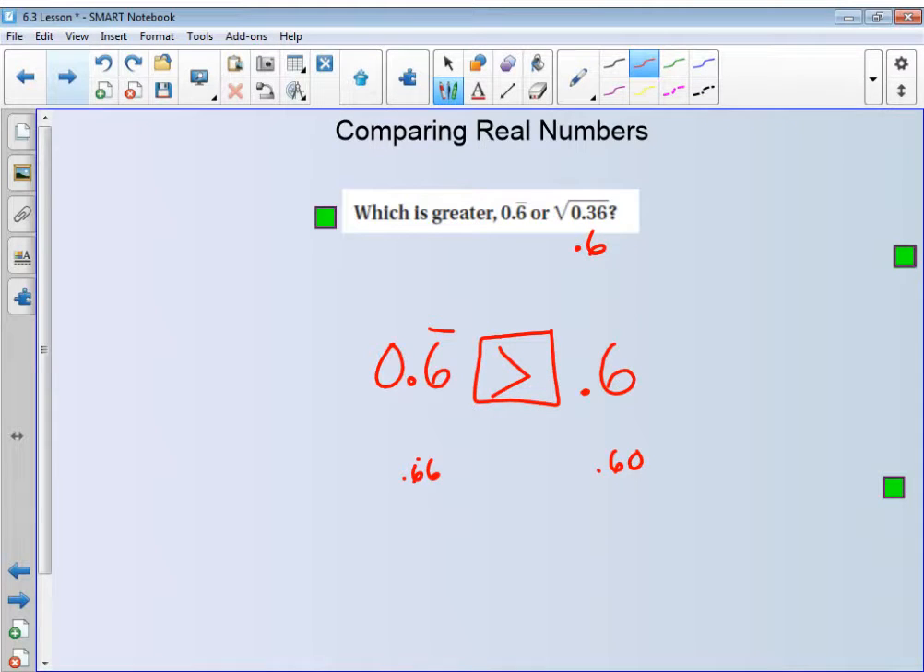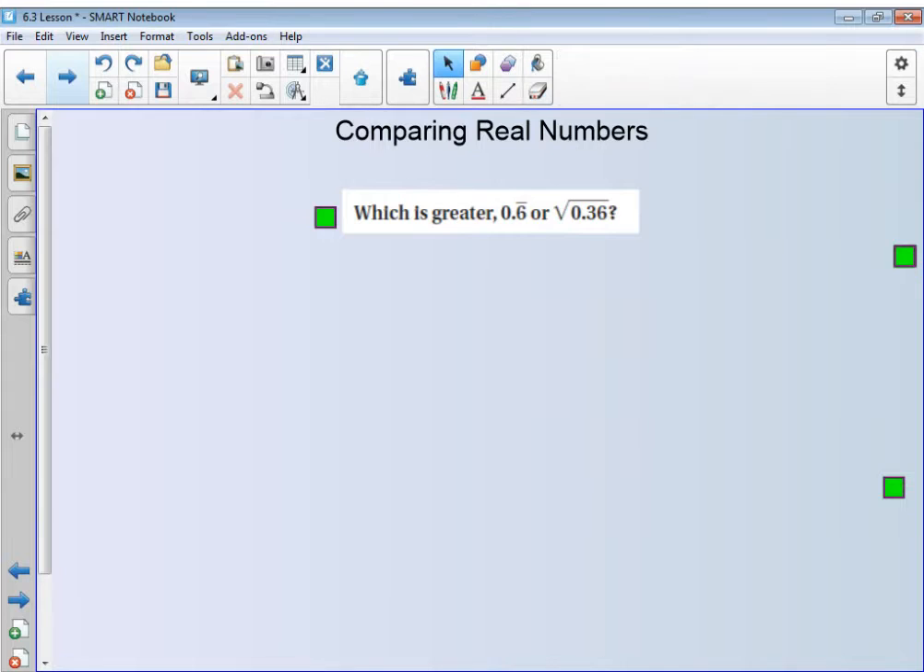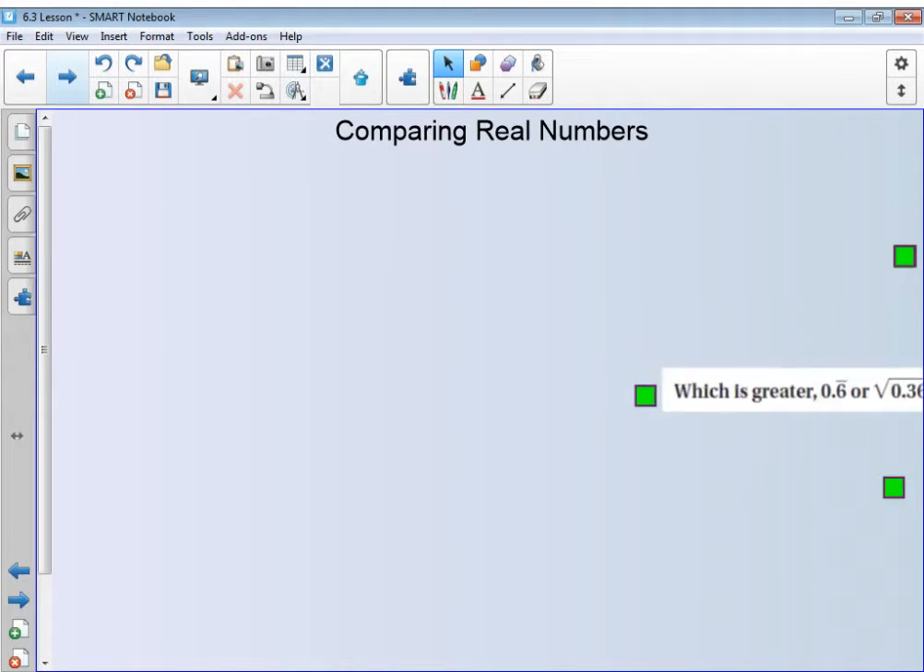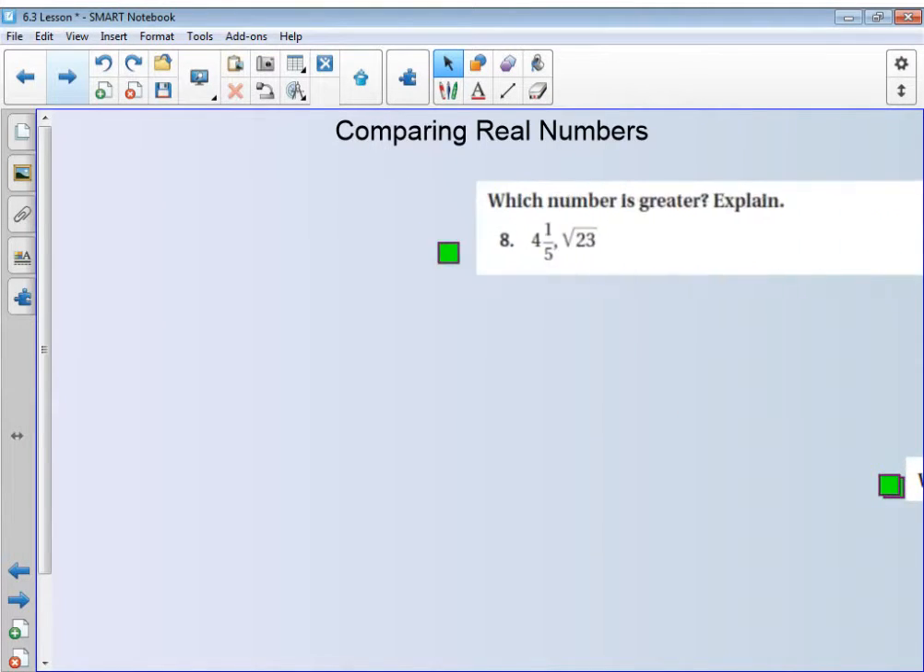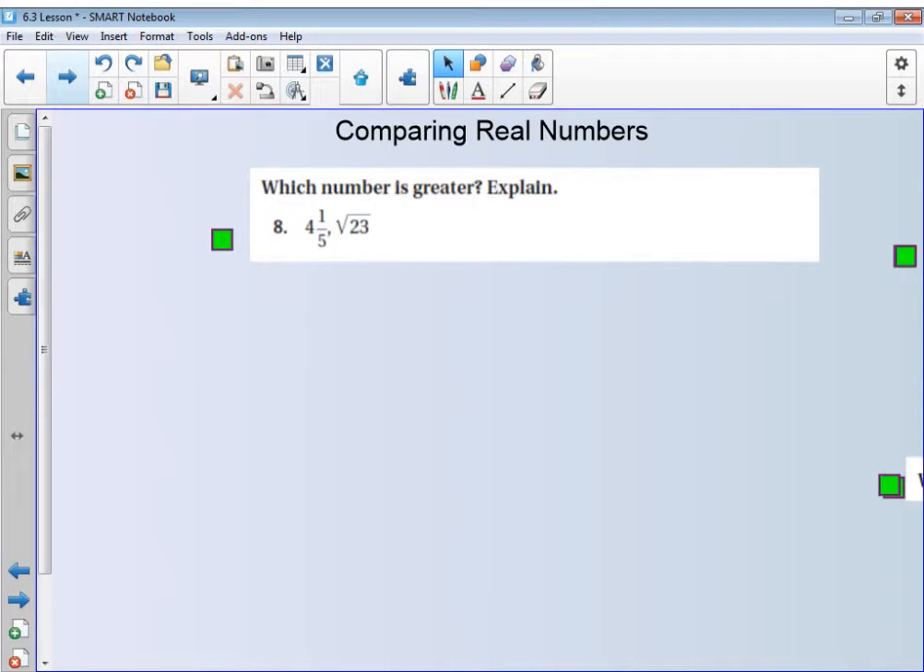So anytime you have digits that are the same and one's repeating, the repeating number is bigger, unless they throw a negative sign in there. So 0.6 repeating is bigger than the square root of 0.36. So you're going to solve first for those square roots and then go from there.